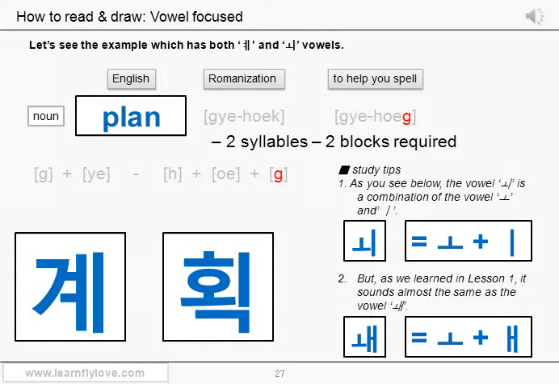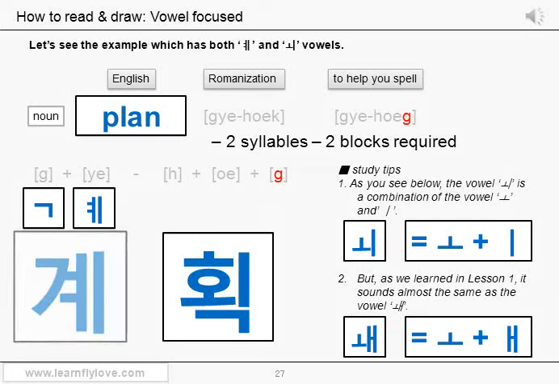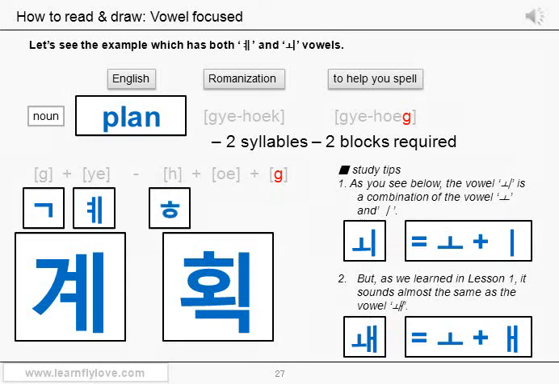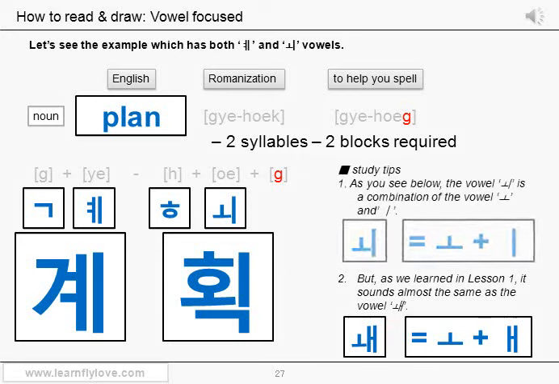Then let's check out the Korean spelling. The initial consonant is G, like G in English, and the vowel is ye. It's not e. It's ye, like yes. So G, ye, ke. Do you understand the sound? The initial of the next letter is H, like H in English. And the vowel is we. Please take a look at the study table on the right. This vowel we is a compound of O and E.